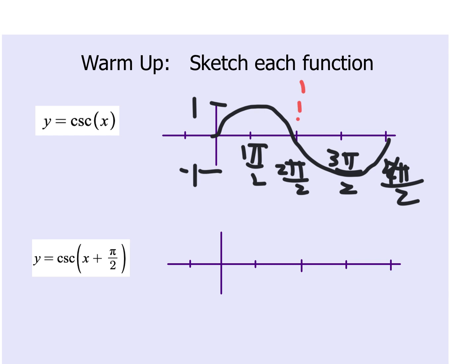So wherever this one was 0, 1 over 0 wouldn't exist. That's why the asymptotes are there, there, and there.